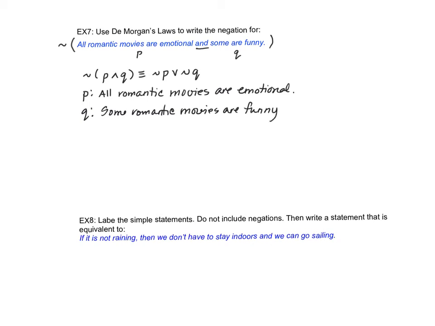So I'm supposed to translate that to a not P or not Q. Not P, since it's quantified, goes back to our quantified statements from the very first section. This is an all are, so its negation would be some are not. So some romantic movies are not emotional.